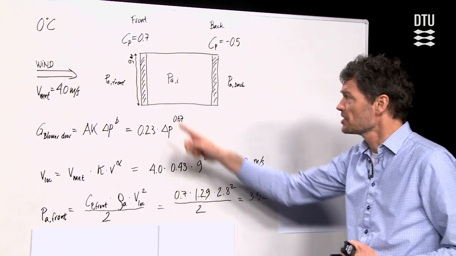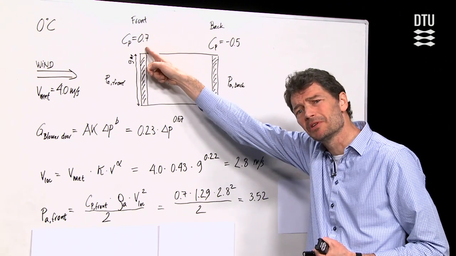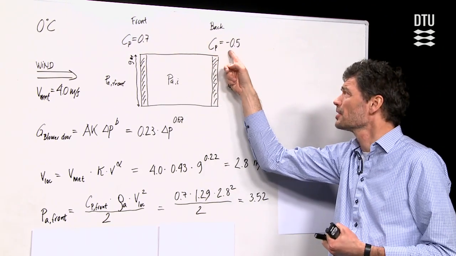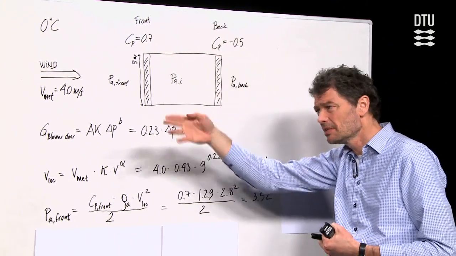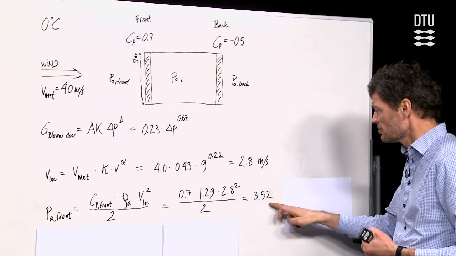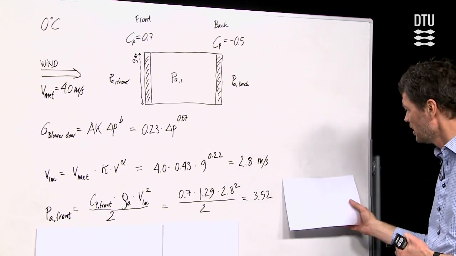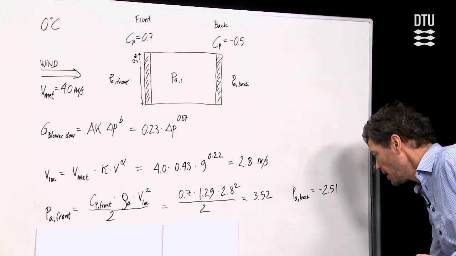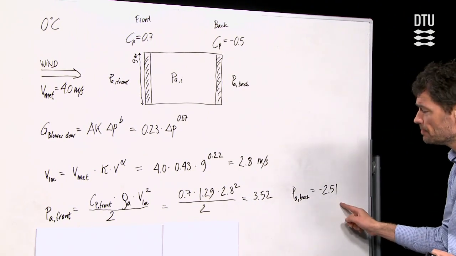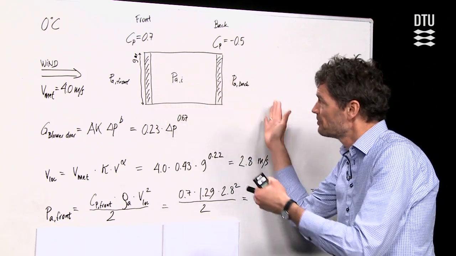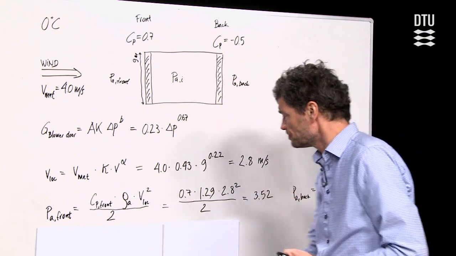When we use the pressure coefficient 0.7 from the front, on the back of the building we have minus 0.5, given from the exercise text. So that means also that we have an air pressure behind the building, which is minus 2.51. Okay, so now we have the pressures outside of our building.